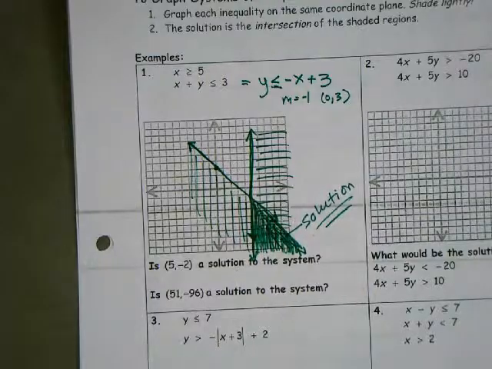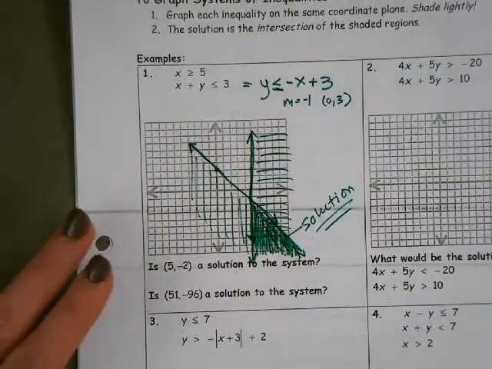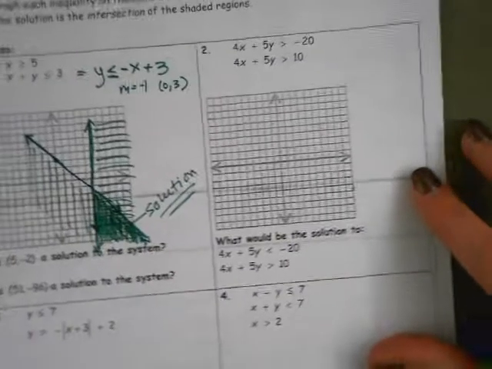Okay, so my solution is not a point this time, but a shaded area. Okay? Alright, questions on that? Alright, let's look at number 2.